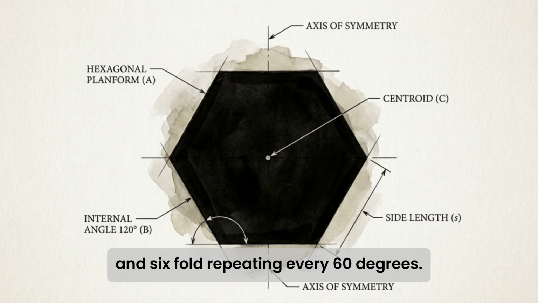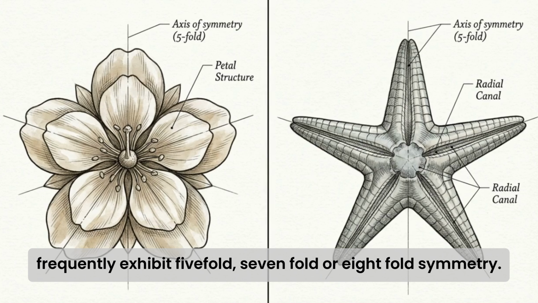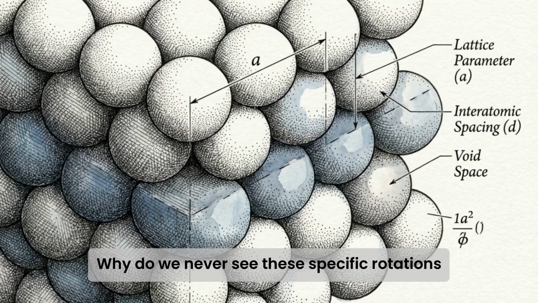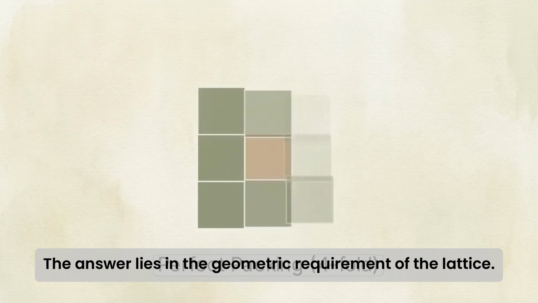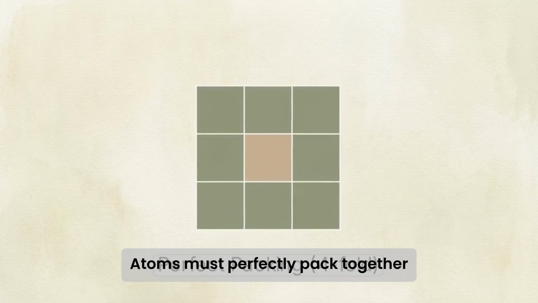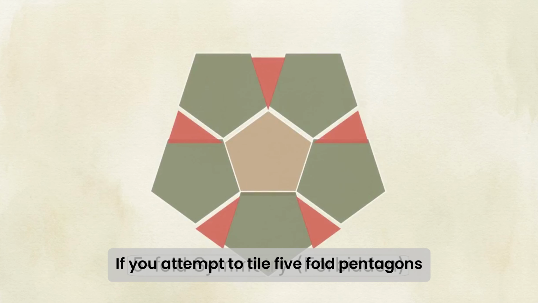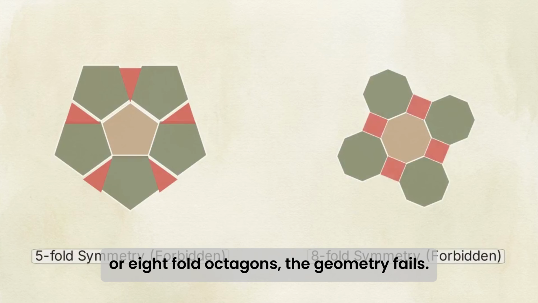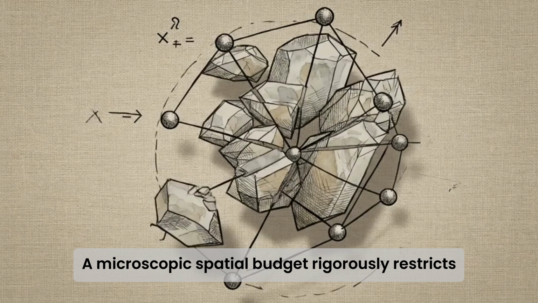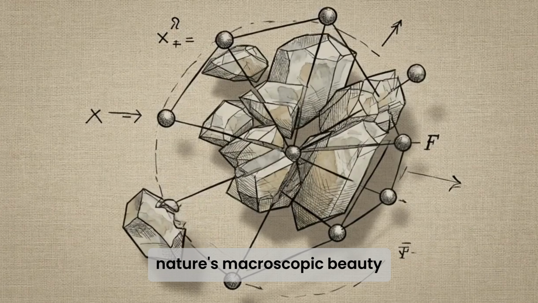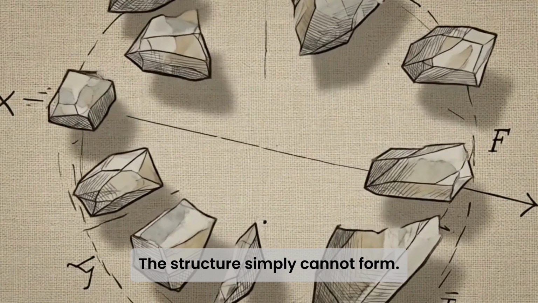However, objects in the macroscopic world frequently exhibit fivefold, sevenfold, or eightfold symmetry. Why do we never see these specific rotations in the atomic structure of crystals? The answer lies in the geometric requirement of the lattice. Atoms must perfectly pack together to fill three-dimensional space without leaving gaps. If you attempt to tile fivefold pentagons or eightfold octagons, the geometry fails. It leaves massive, unfillable gaps in the structure. A microscopic spatial budget rigorously restricts nature's macroscopic beauty. If the atomic geometry cannot tile perfectly, the structure simply cannot form.